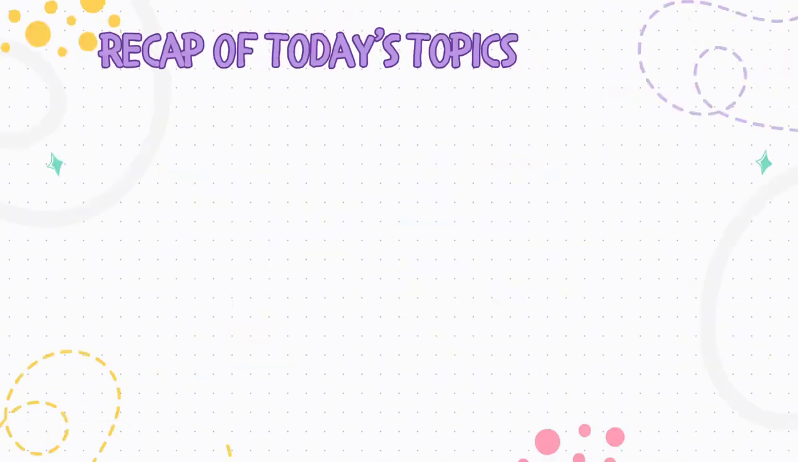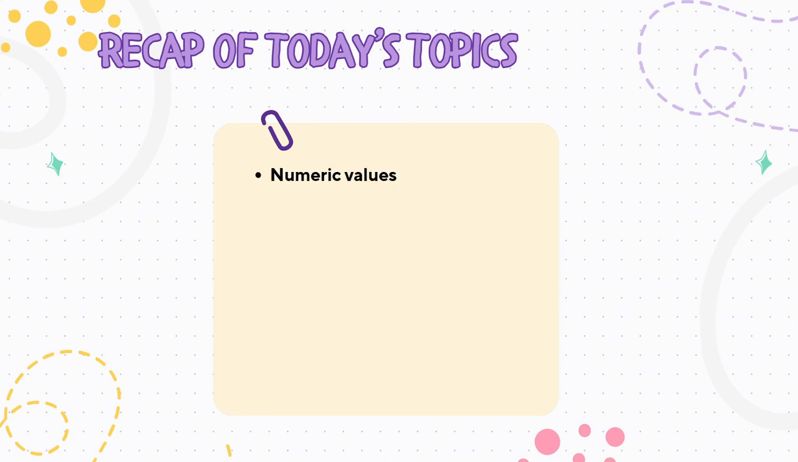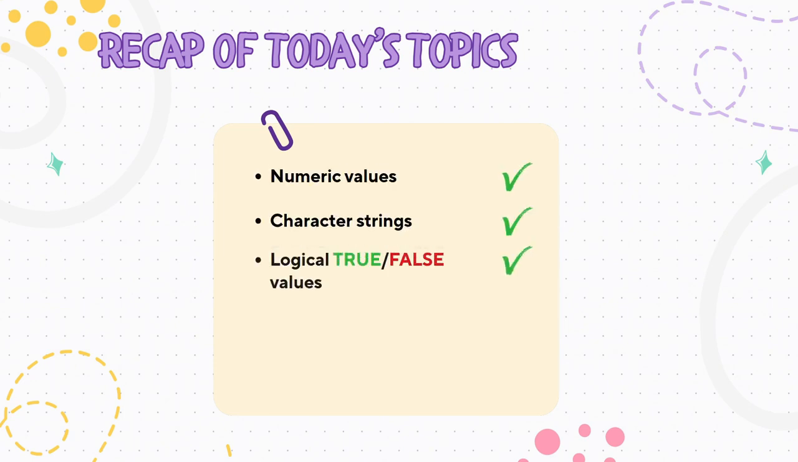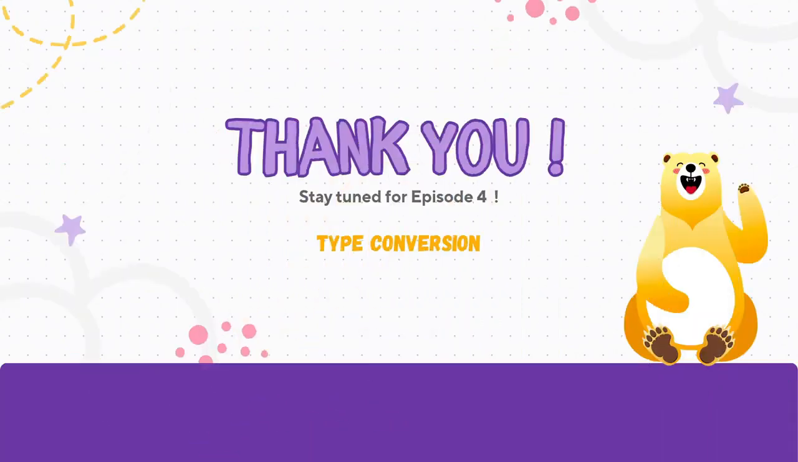As a recap of today's topics, you now understand numeric values, character strings, logical values such as true or false, the difference between integers and doubles, and how to check each data type. And in the next episode, that is episode 4, we will be looking into type conversion in R, that is, converting one data type into another type. So hope you tune in for that.